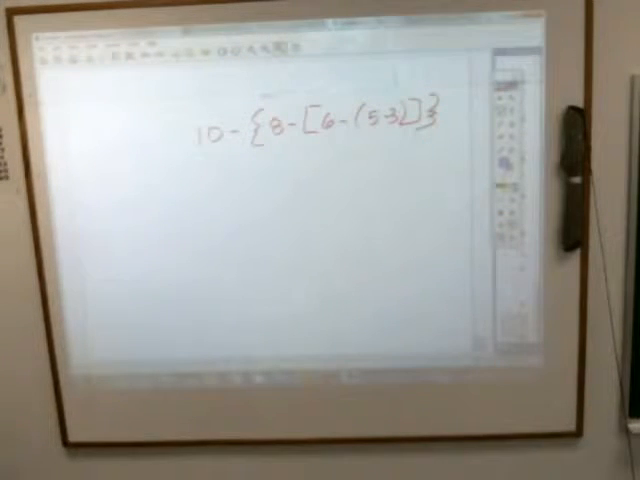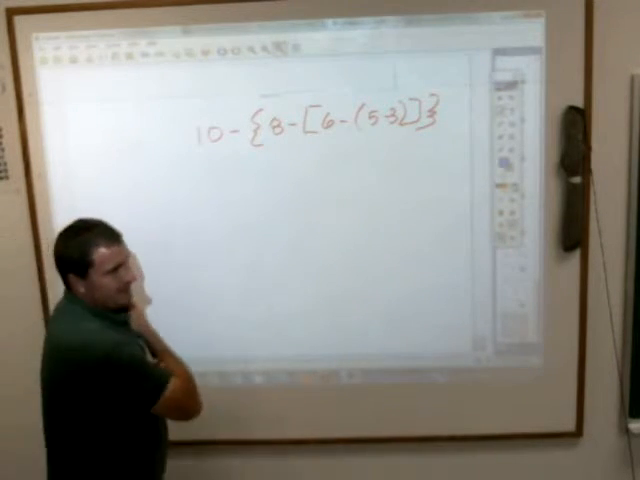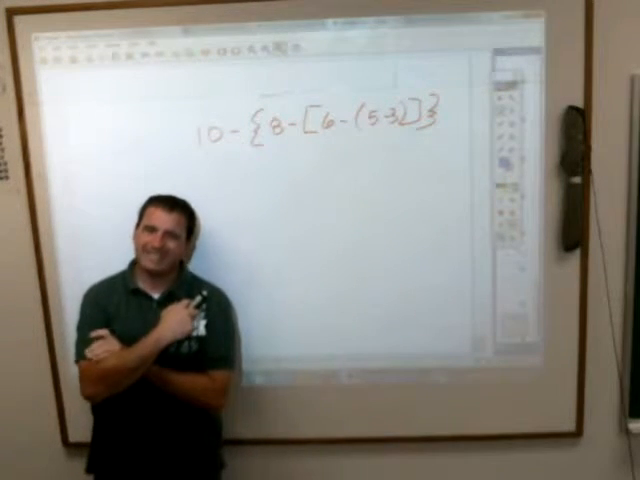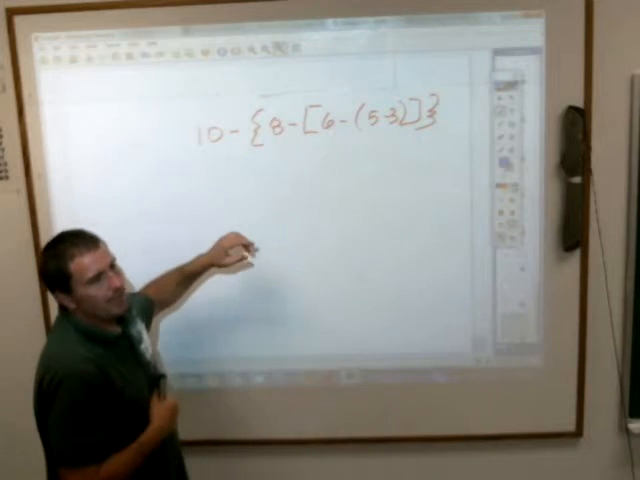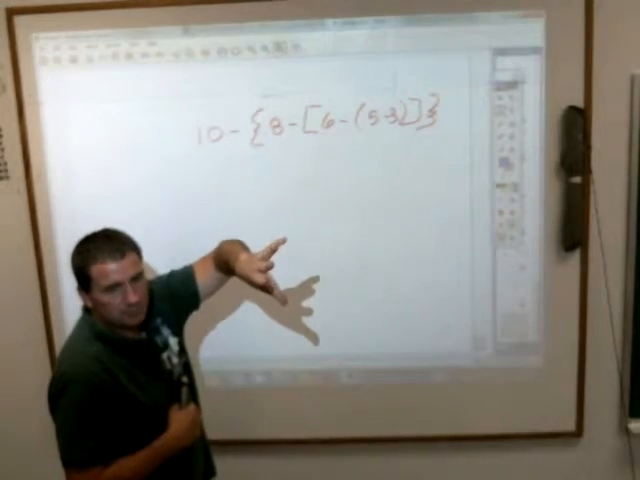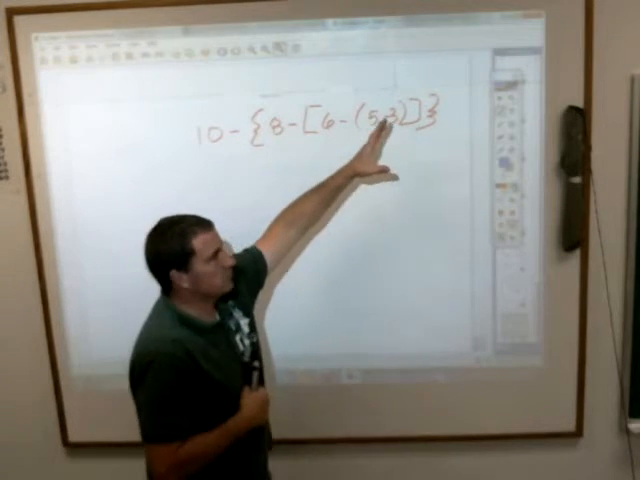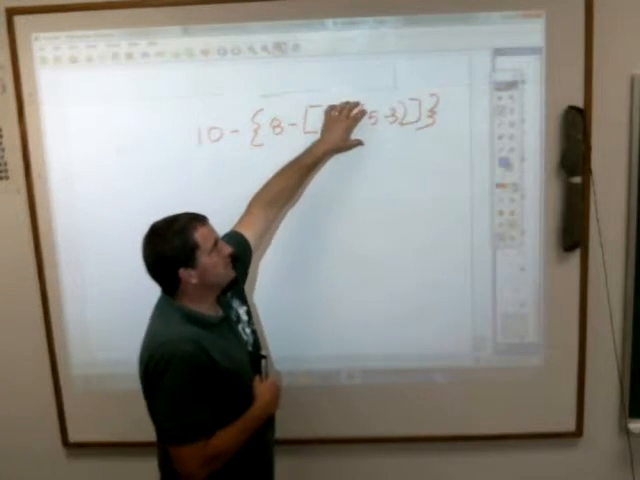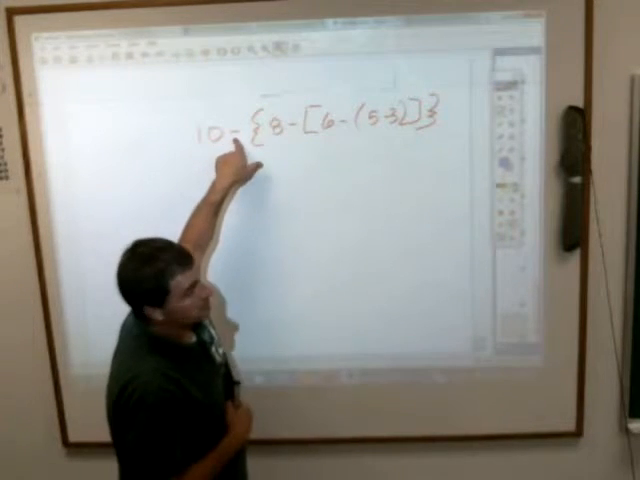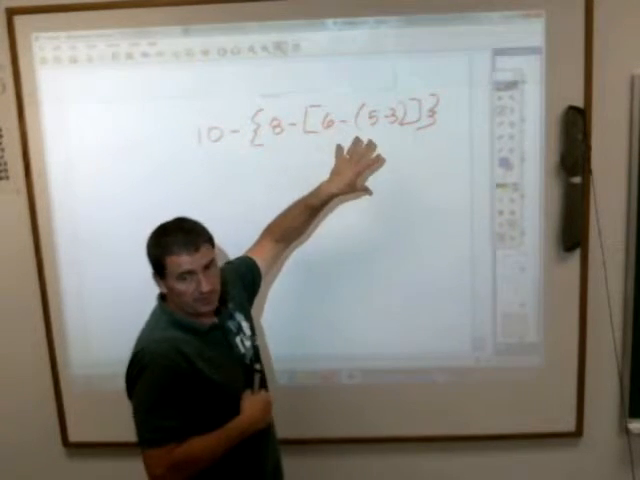Now, as you look at this, children, I think it's a good idea for you to take an overall view of the whole problem and get a general feel for it. When I look at this, I say to myself, okay, the very last thing I'm going to do, because all this stuff is in a grouping symbol, I need to get all this down to one number. The very last thing I'm going to do is take 10 minus some number here. Did I write something down wrong?